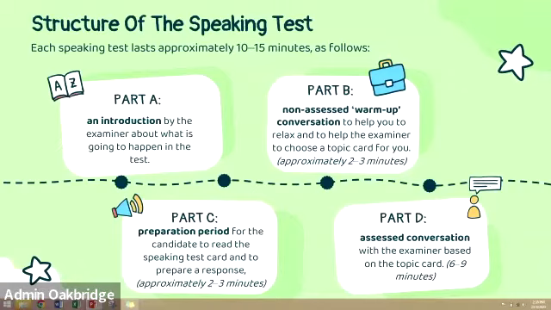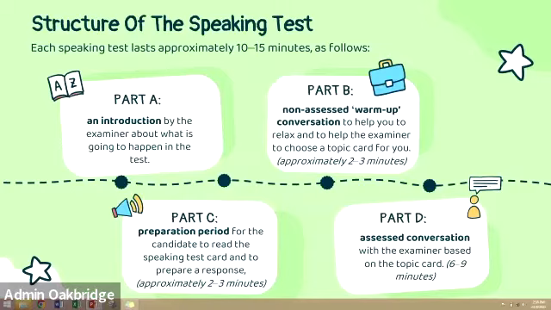Then the next one is part C. Part C is the preparation period for the candidate to read the speaking test card and prepare a response. In part C, you will already receive the topic card in your hand. You are given time to prepare what you are going to say and talk to the examiner. Part C will only take about 2 to 3 minutes also. And the last one, part D, is the assessed conversation with the examiner based on the topic card, and the duration will be 6 to 9 minutes.